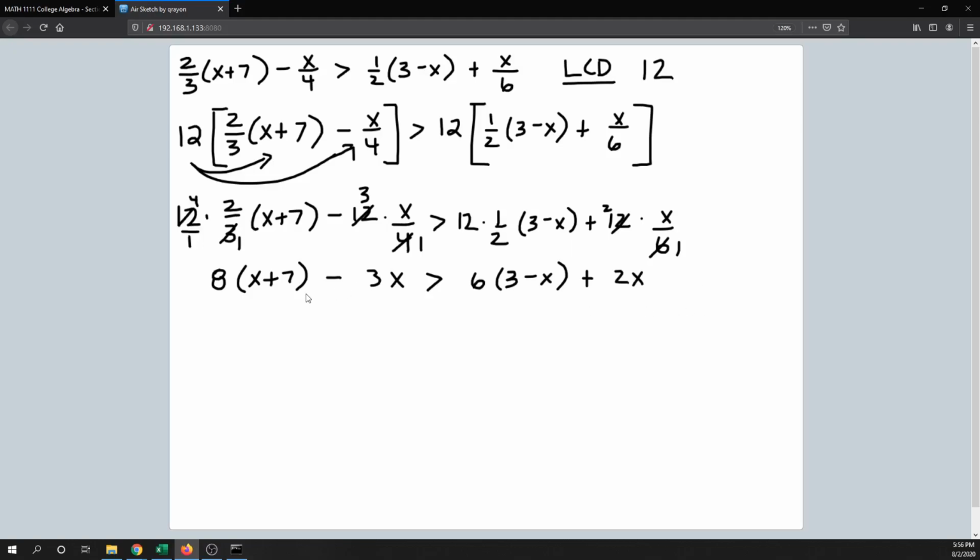So the LCD did its job. Multiplying both sides by the LCD did its job, and now we have an inequality without fractions, which is a little bit easier to deal with.